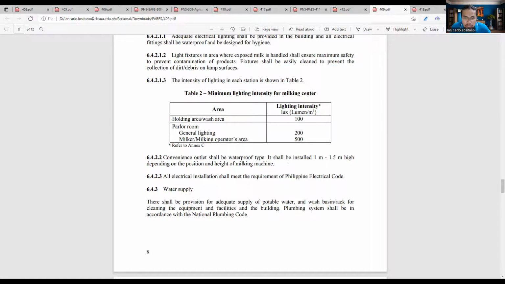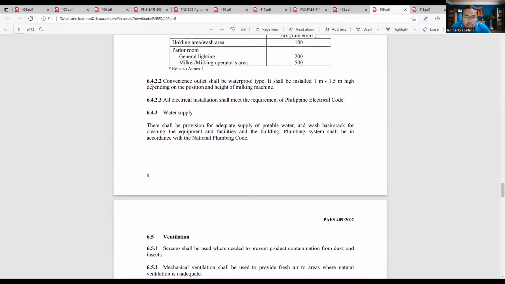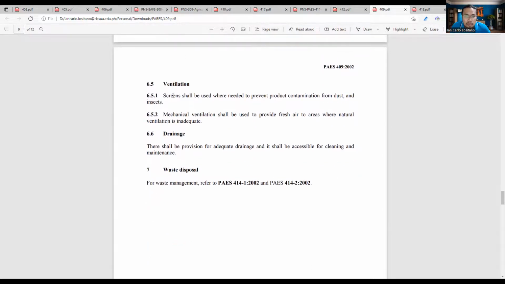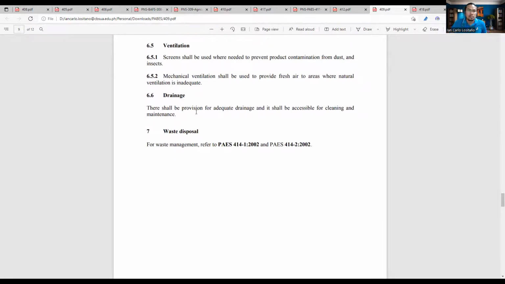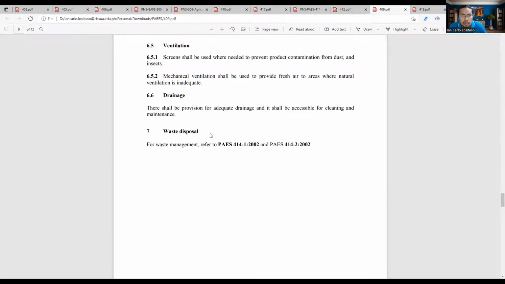Convenience outlets shall be waterproof type, installed 1.5 meters high, depending on the position and height of the milking machine. The height is to avoid electrocution. All electrical installation shall meet the requirements of the PEC, further discussed in electrification. Water supply: adequate supply or provision. Ventilation: screen shall be used where needed to prevent product contamination. Drainage: there should be provision for adequate drainage. And waste disposal, again, a similar standard is adopted.